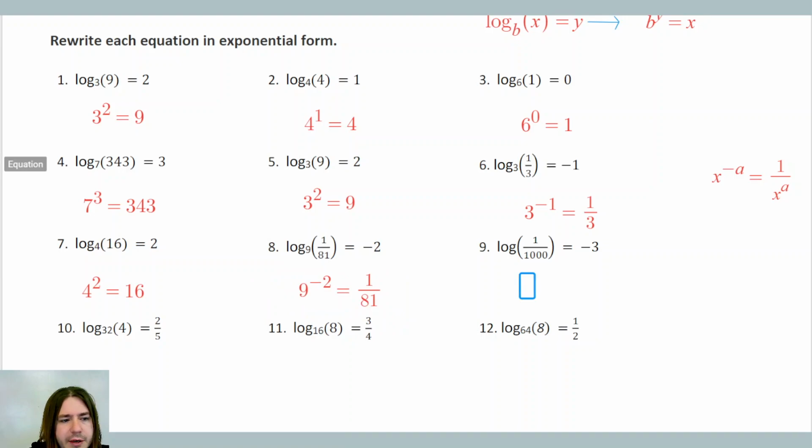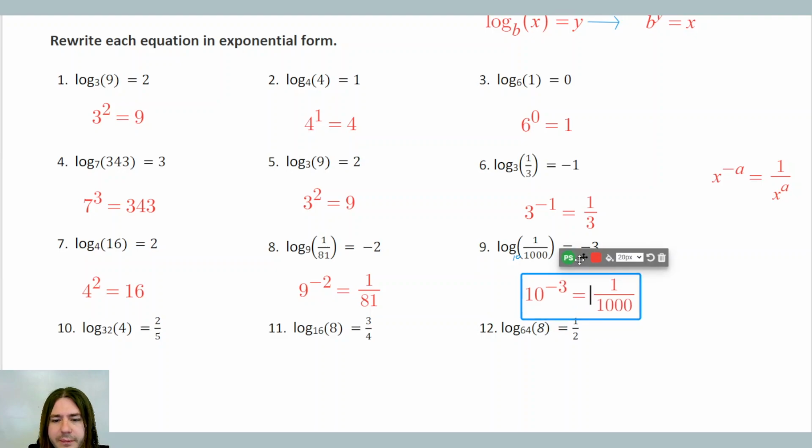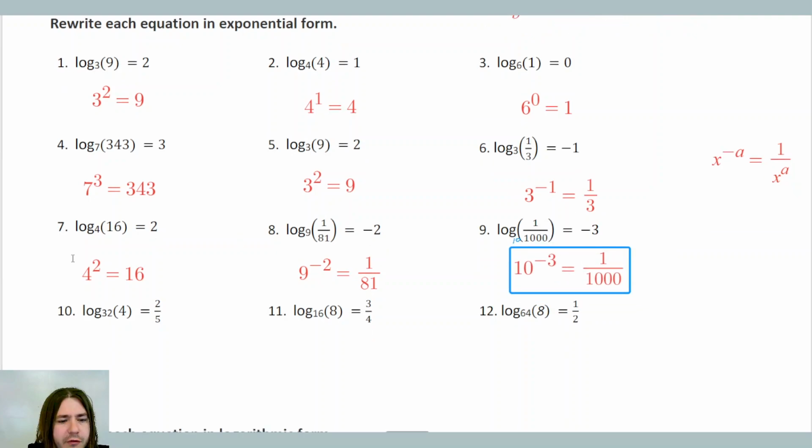Now, also in number 9, notice how there's no base written here. Whenever there's no base written, the base that is assumed is going to be 10. So there's like a little 10 here that we typically do not write. Log base 10 is also known as the common logarithm, or the common log. So we've got 10 to the power of negative 3, which is equal to 1 over 10 cubed, which is 1,000. So that one works out as well. And I think all these are going to work out nicely.